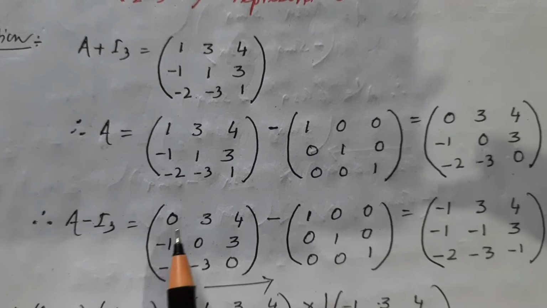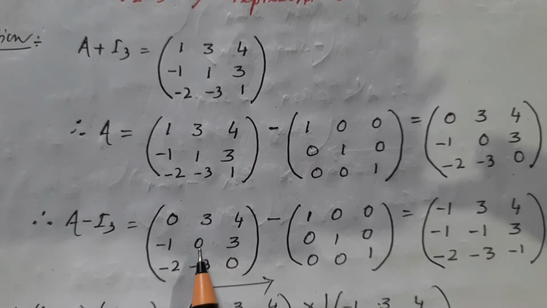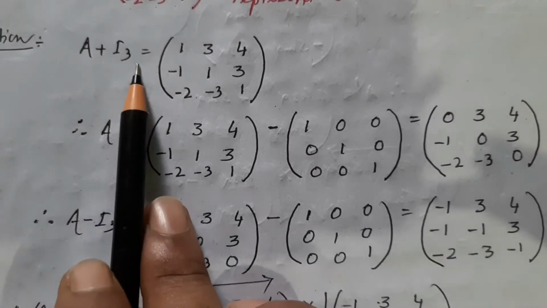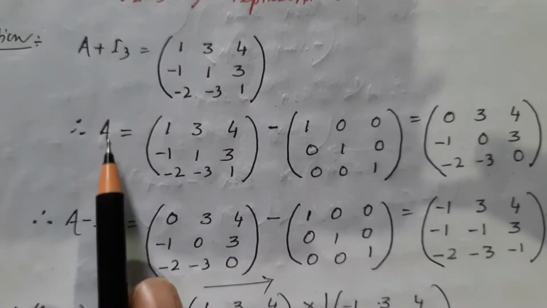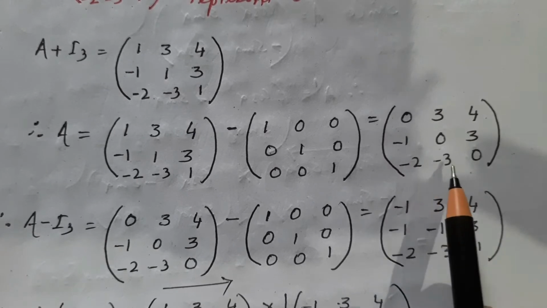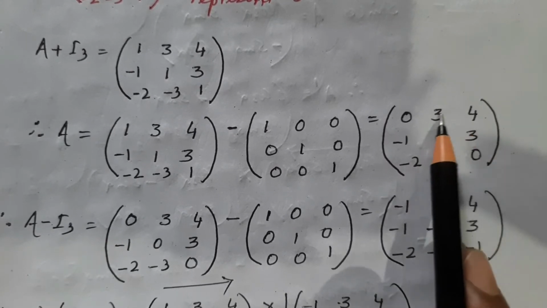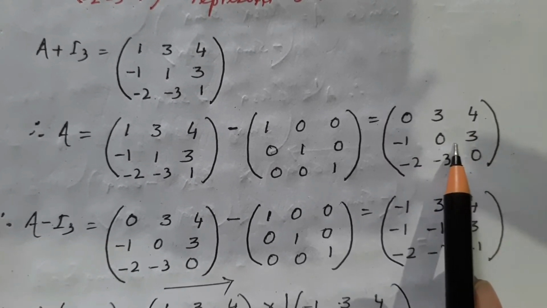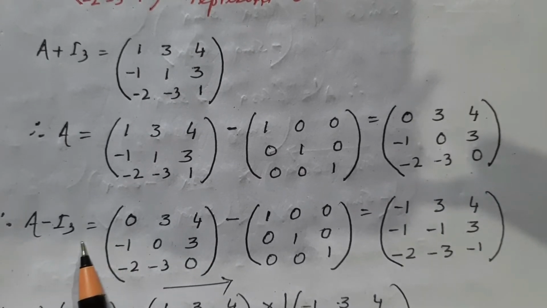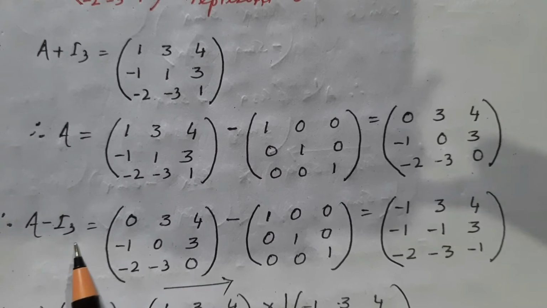A is [0 3 4; -1 0 3; -2 -3 0]. This is A plus I3. From this relation, we calculated A, which is [0 3 4; -1 0 3; -2 -3 0]. From this matrix we subtract the identity matrix and we get A minus I3.